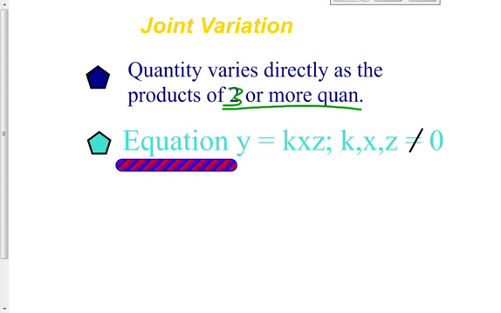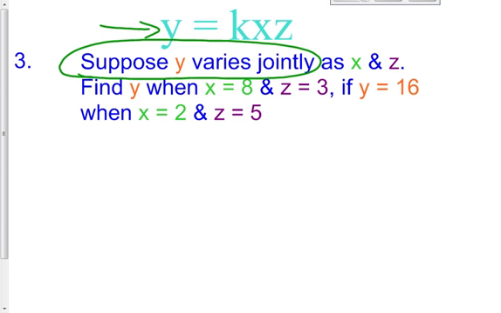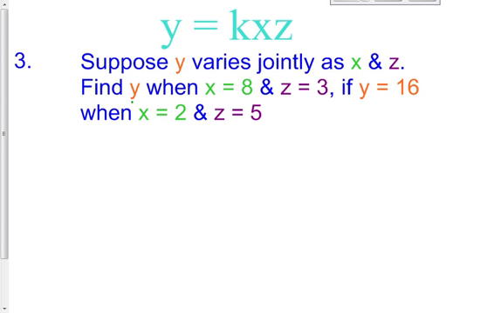So you do these problems the exact same way. Looking at this one, suppose y varies jointly, so this is going to be huge. If it varies jointly, you know you're going to deal with this equation. If y varies jointly with x and z, find y when x is 8 and z is 3. So class, if you're looking at this one now, it says find y when x is 8 and z is 3.